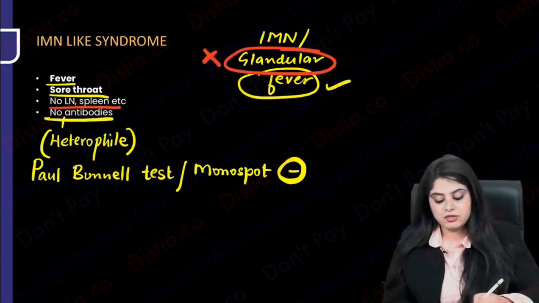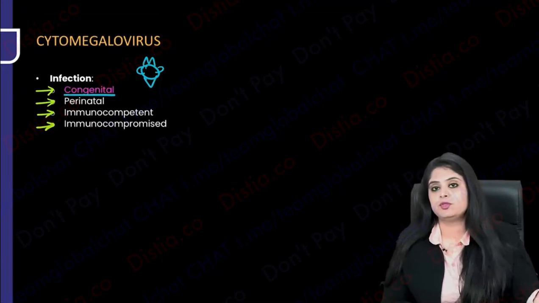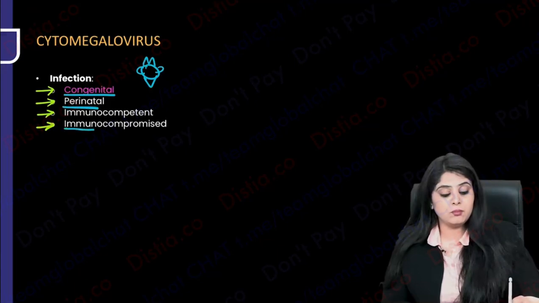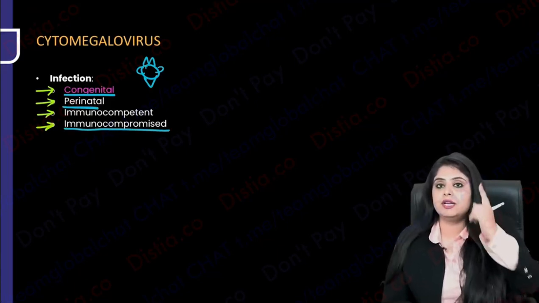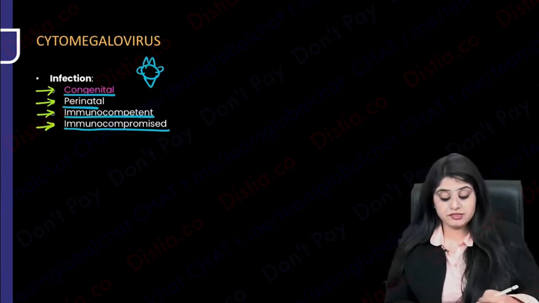So if I come back to the different agendas that I have, the congenital one you will always remember because I have made a cute little kid for you. So you will always remember that. Perinatal is usually asymptomatic. In immunocompromised HIV patients, chorioretinitis, and in immunocompetent it causes infectious mononucleosis-like. Paul Bunnell will not come. So what will come?